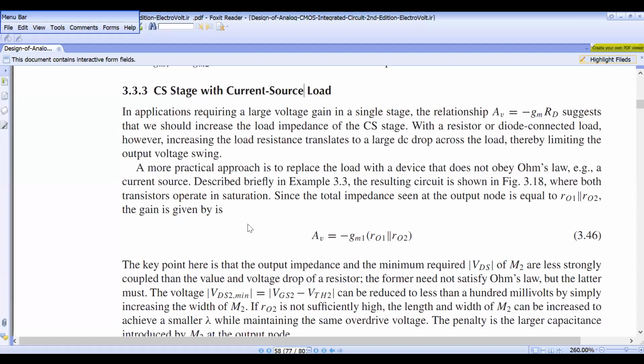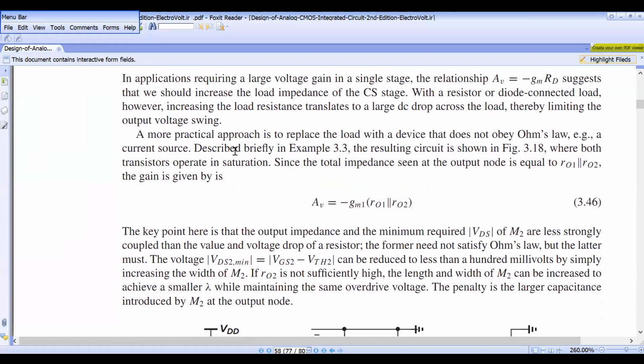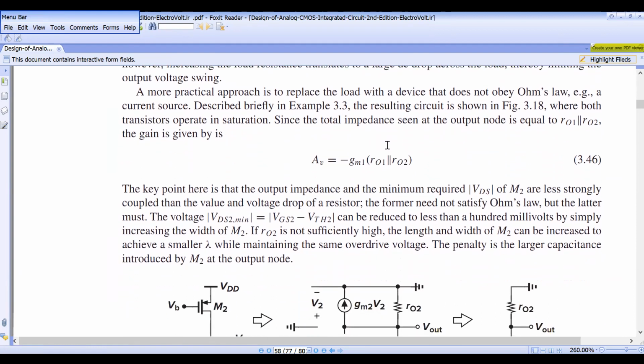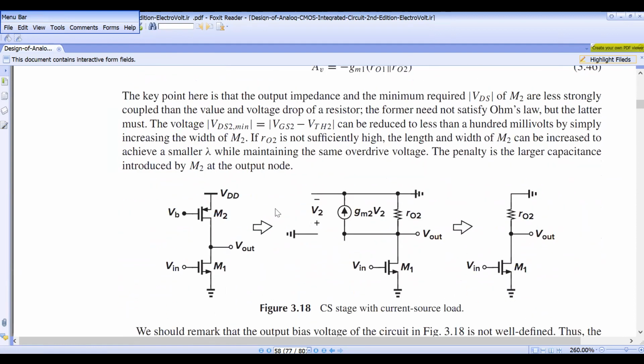So now, in place of the common source amplifier with RD load, this is the circuit. This is my M1 as it is. This is the load now. This is the common source. Why is VB there? VB is connected so as to make M2 always in saturation. In saturation, the current is constant.